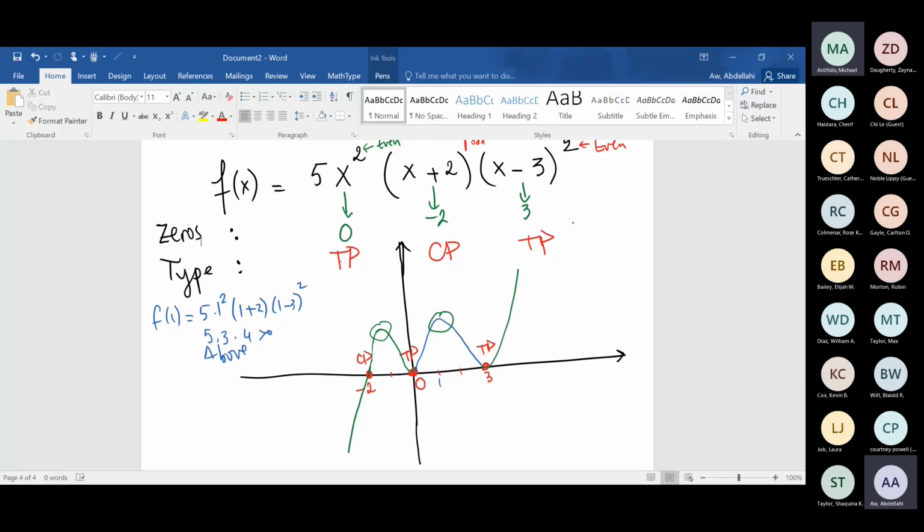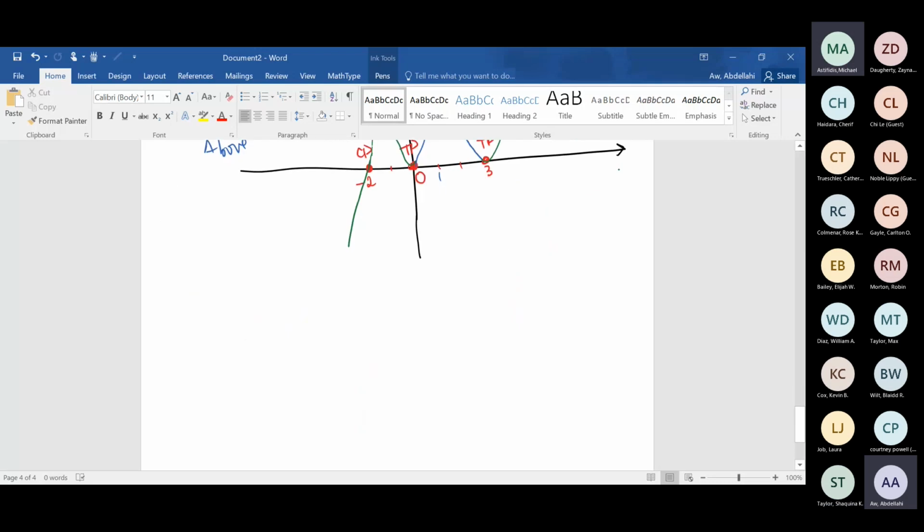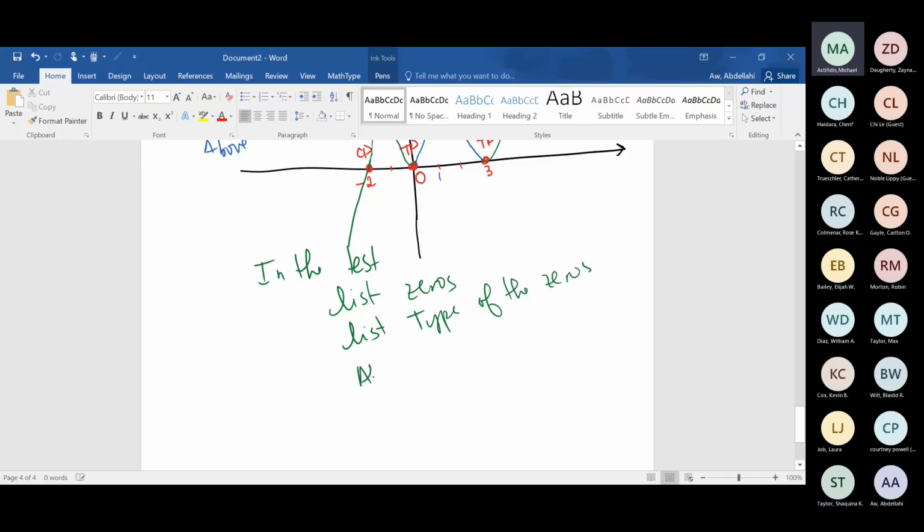I have to see the zeros. What are the zeros? I have to see what type of zeros they are: turning point, cross point. I have to see at least 1 test number. In the test, I have to see the zeros. List zeros, list the type of zeros, at least 1 test number, if you want to get the points.